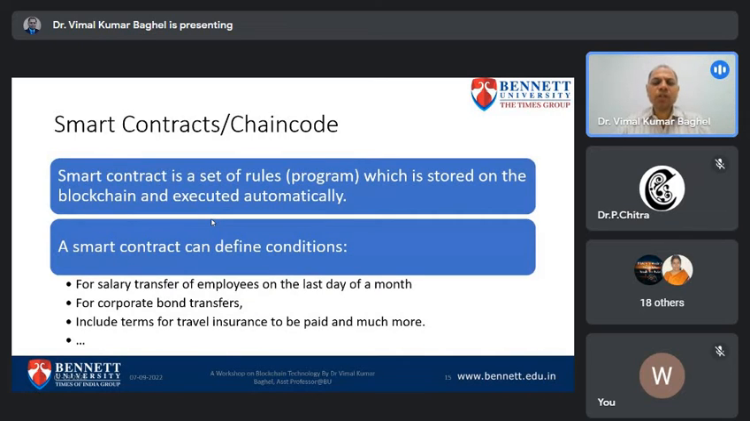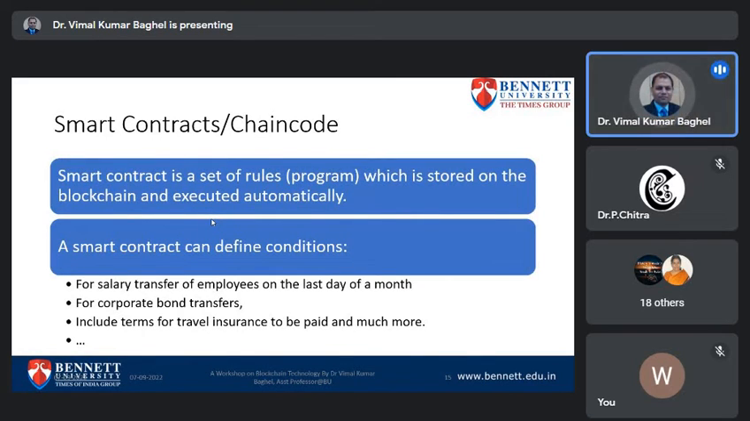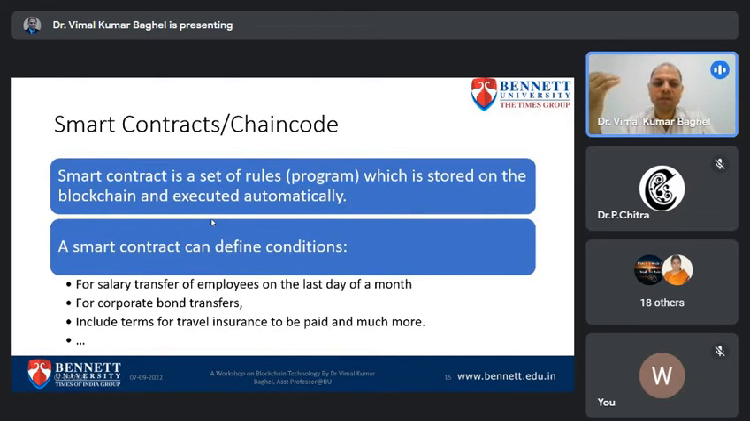All right, so who is responsible for this execution? So we have smart contracts or the chain code. Does everybody understand what a contract is? A contract basically consists of a conditional set of rules which are signed between two or more parties. But the smart contract is a computer program which is stored on the blockchain and executed automatically. If I say automatically, that means on the basis of satisfying certain conditions inside the program.